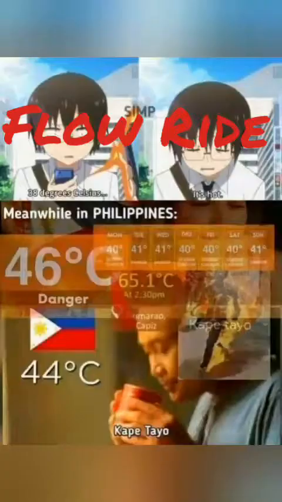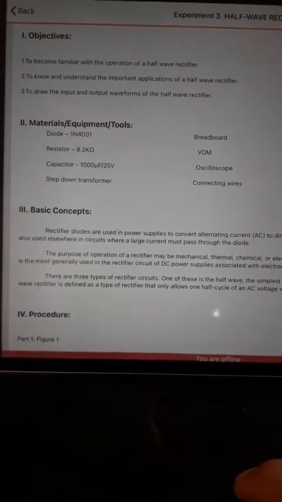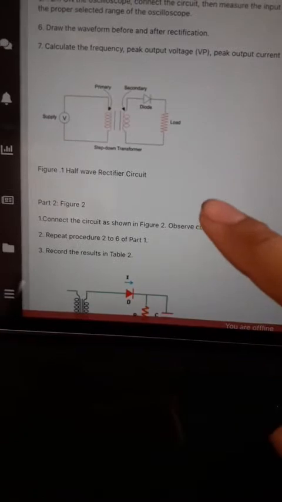So today we have another experiment and it's about half-wave rectifiers. And our objective is to become familiar with, know and understand, and draw input and output waveforms. These are the materials needed and here are the procedures. And this is the first one that we're going to make, which is figure 1.